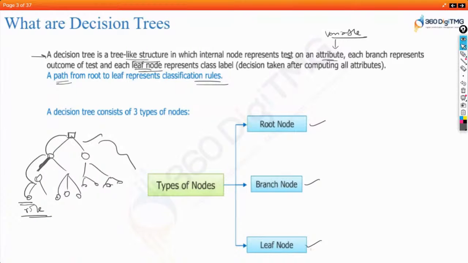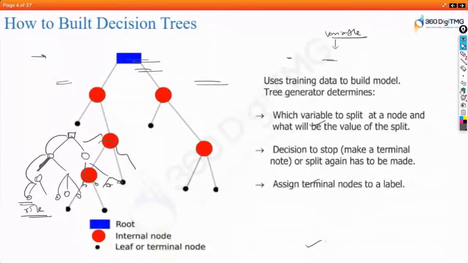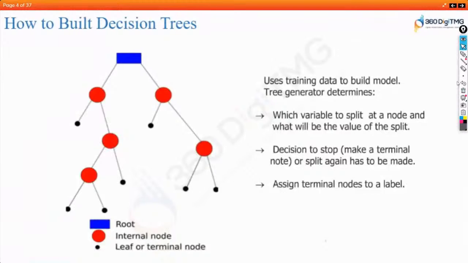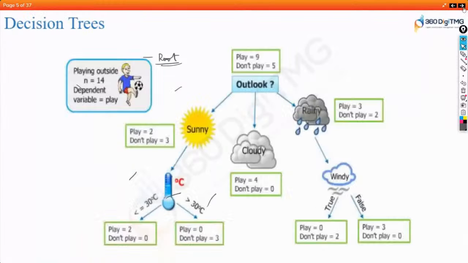So let us look into an example here. This is how your tree looks. This is your root node. Every tree that we develop will start at the root, and we will have these internal branch nodes or internal nodes. And then finally, you will have these leaf nodes, which are also known as terminal nodes.